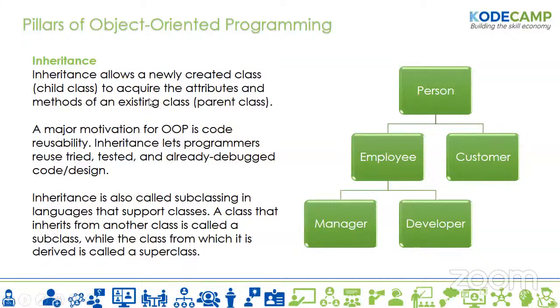So you see that here, inheritance allows a newly created class to acquire the attributes and methods. From here, manager has inherited the attributes from employee, and employee has inherited the attributes from person. So together here, the manager can call or access certain attributes that are available in person because it is a subclass to this employee class, which is also a subclass to the person class. So the manager can then access some of the attributes that are available in this person.